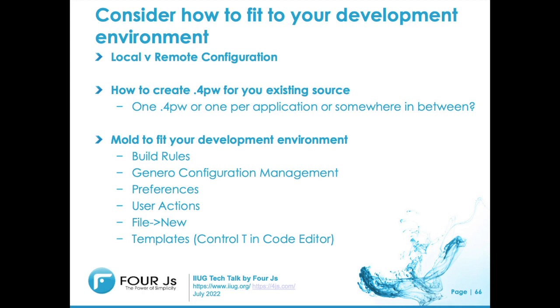You probably need to consider how you're going to manage your 4PWs for your existing sources. So the 4PW is the main project file. Do you have one big global 4PW? Or go smaller and have one 4PW per application, or do you operate somewhere in the middle? You need to mold Genero Studio to fit your development environment. So that's where you get in and tinker with build rules, Genero configuration management, preferences, user actions, file space new, and templates. All things that you can do in there to change the way Studio operates to fit your development environment better.